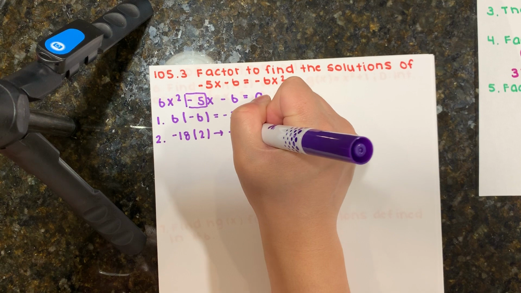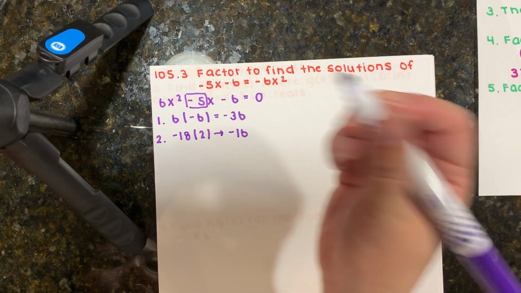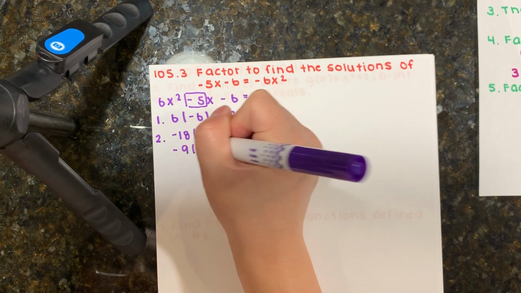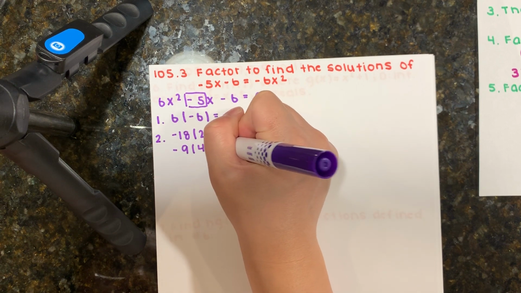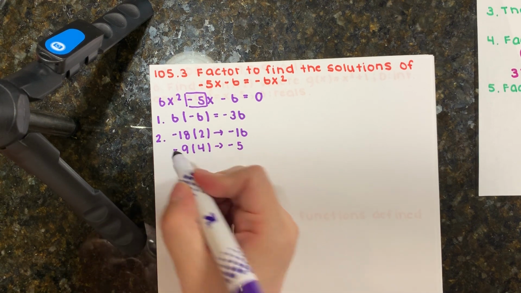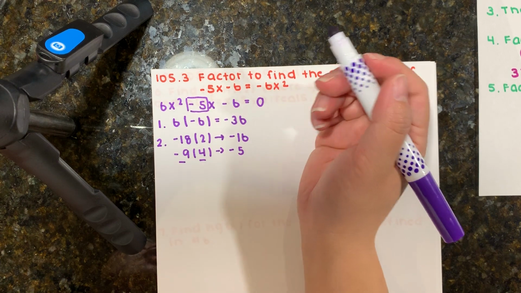That adds up to negative 16. I could do, let's do negative 9 and 4. And that adds up to negative 5, which is perfect. So these are going to be my two middle terms now. So it's going to replace the negative 5x.